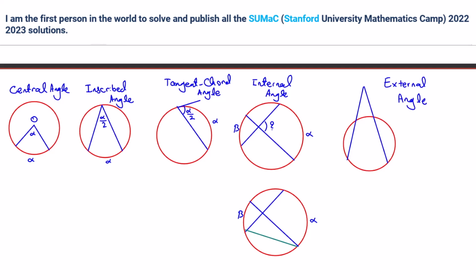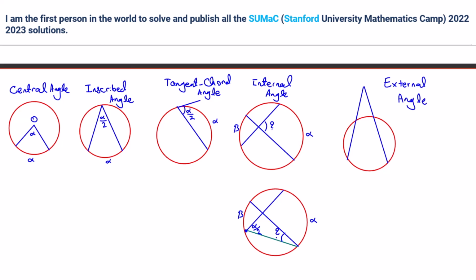Now here, let me ask you this. What's this angle equal to? How am I supposed to work it out? Look, it is an inscribed angle. This arc is alpha. So what's the question mark equal to? Oh, the whole arc. Oh, okay. Alpha over 2. Good job. This one is alpha over 2.